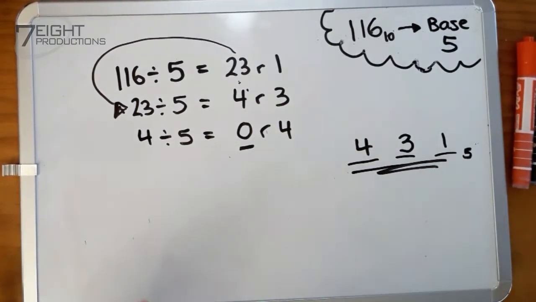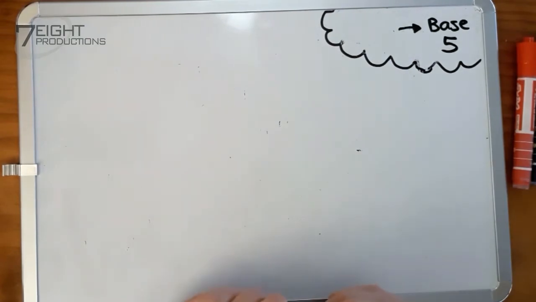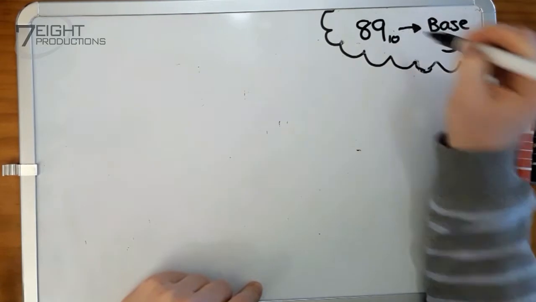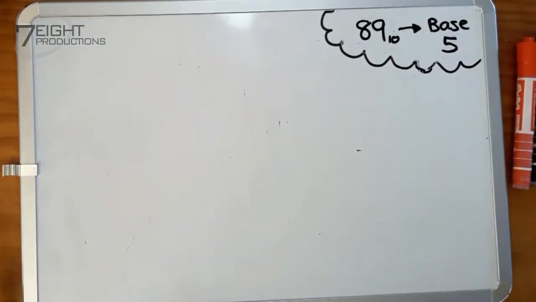Okay, it's a little bit complicated. There's a few steps, but let's practice it a few times and I think you'll get the hang of it. Okay, we're going to stay turning into base 5. Let's pick another number, 89. 89 base 10, and we want to turn it into a base 5 number.